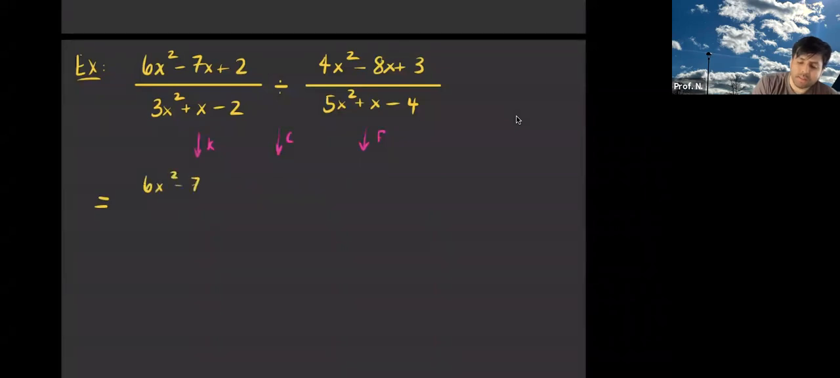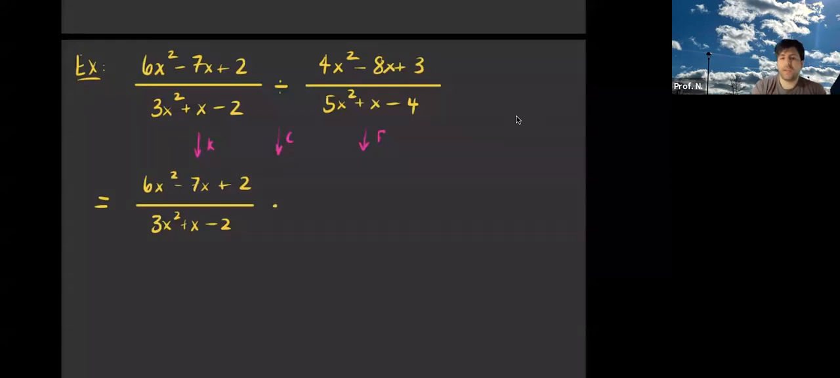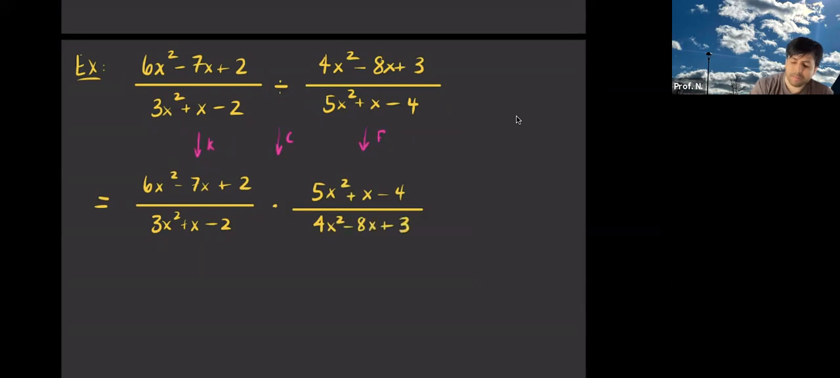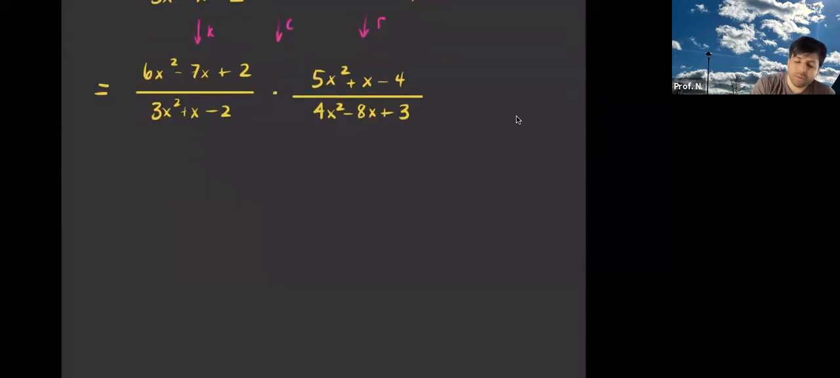Okay, just to set ourselves up. 6x squared minus 7x plus 2. We keep this the same. We go from division to multiplication, and we flip the second fraction. All right, so now I'm going to call this trinomial 1, trinomial 2, trinomial 3, and trinomial 4.